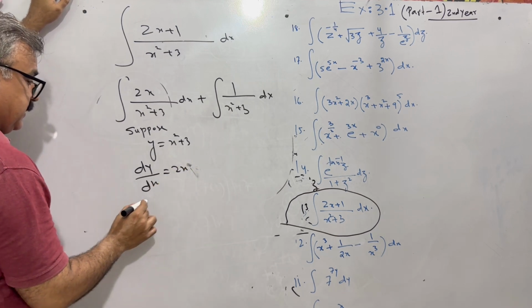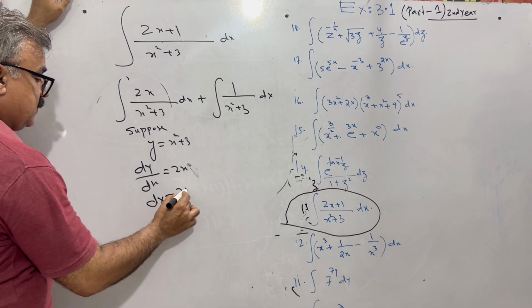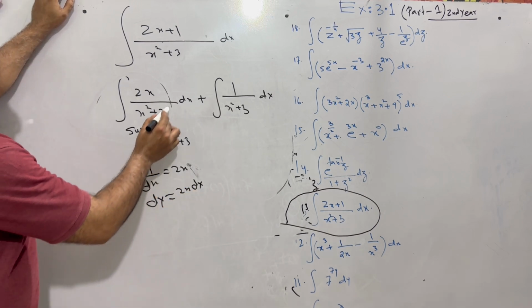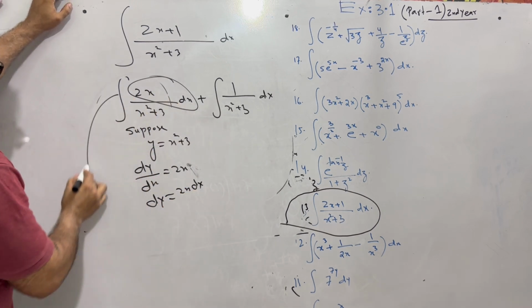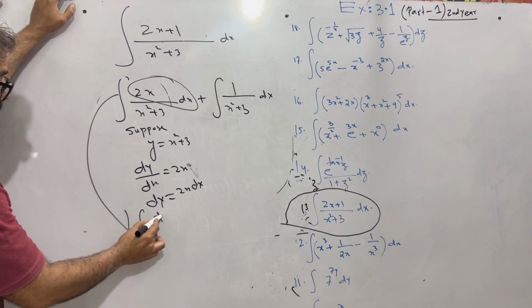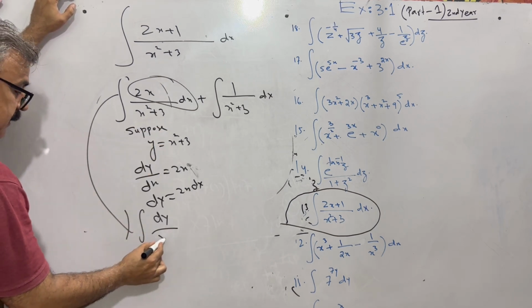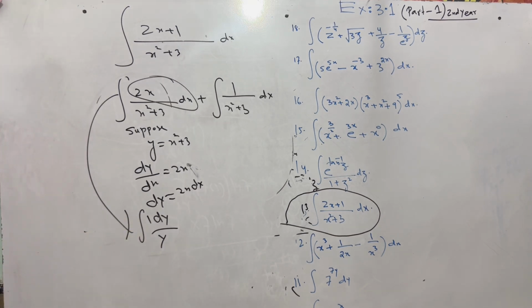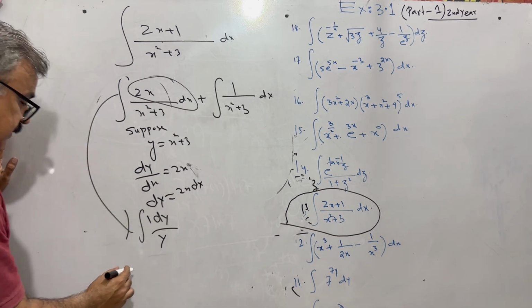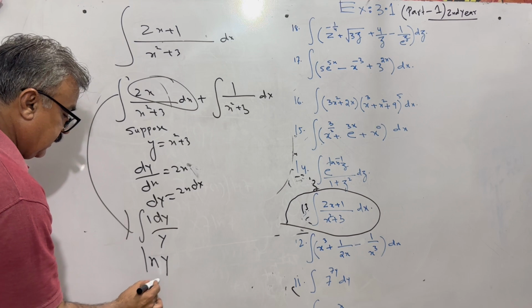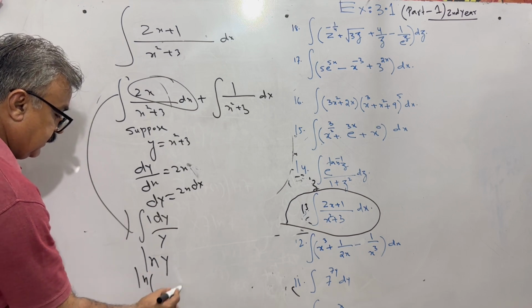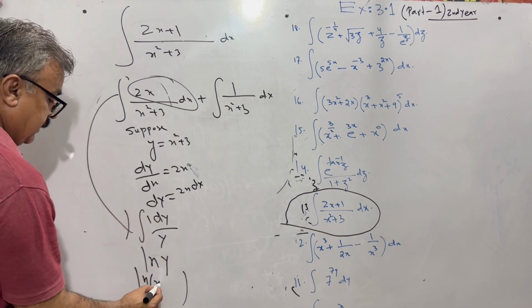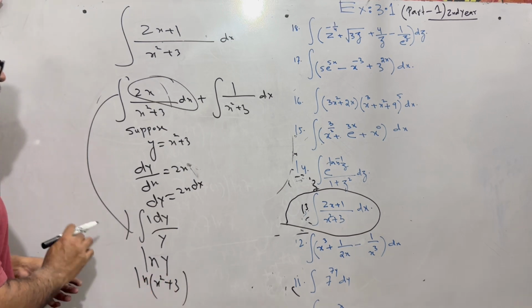Shift differential dx here. So the differential of y is equal to 2x dx. We have the value of this, that is dy, and this is equal to y. So dy over y, look at this, 1 over y is the differentiation of ln y. So its integration is ln y. We put the value of y, ln y is x square plus 3.